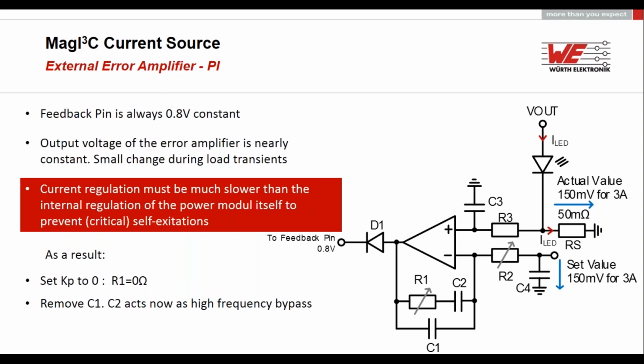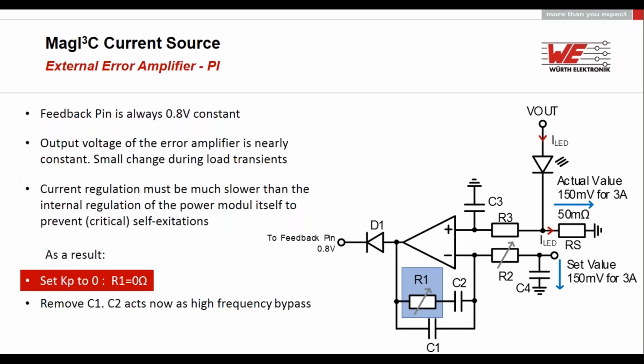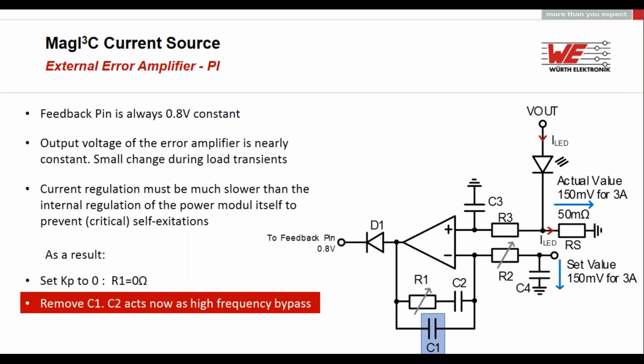And the current regulation must be much slower than the internal regulation of the power module itself to prevent critical self-excitations. As a result from this, we can set Kp to 0. This means the resistor R1 is 0 ohm. Now we have C1 and C2 directly in parallel. So we can remove C1 because C2 now also acts as a high frequency bypass and creates the integral part.